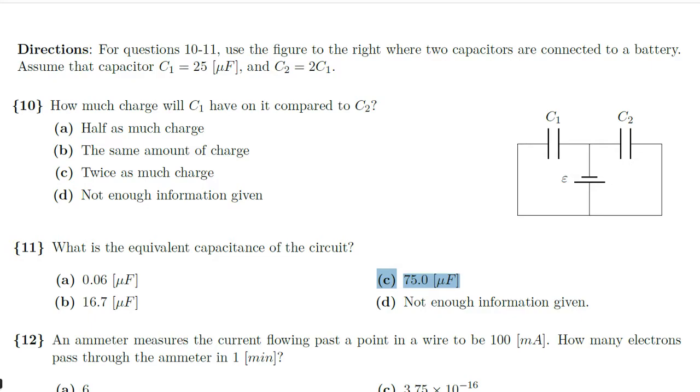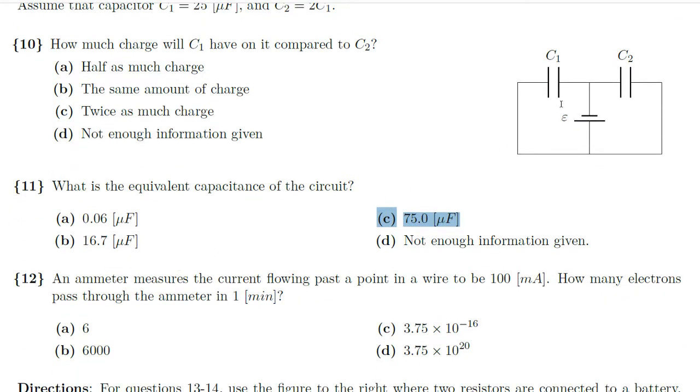The answer that you would have gotten if you had thought they were in series, or otherwise mixed up the formula and did 1 over, you would have had either A or B. Answer A is if you forgot to flip the answer, and B would have been the equivalent for the series combination. So in this case, we just add them together. That's pretty much it.